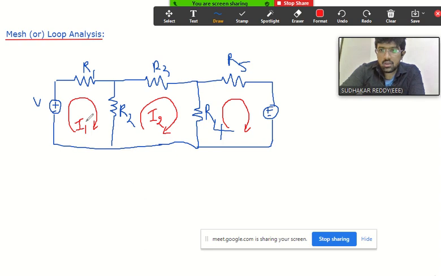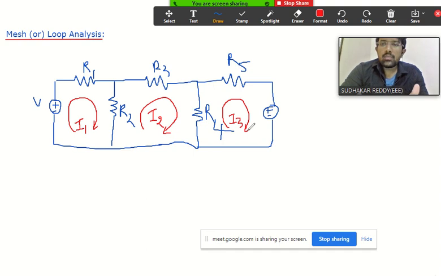Observe here. Here you can consider clockwise, and here you can consider anti-clockwise, and in this mesh you can consider clockwise in a different direction. That's not a problem. And when it comes to here, I consider the third mesh current, that is I3, and again I assume it in clockwise direction. All of you understood now?